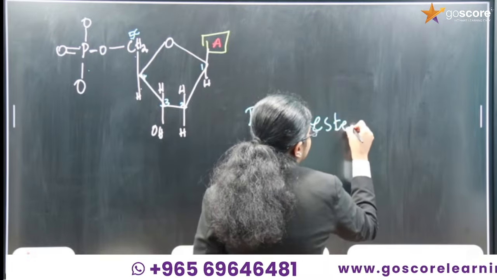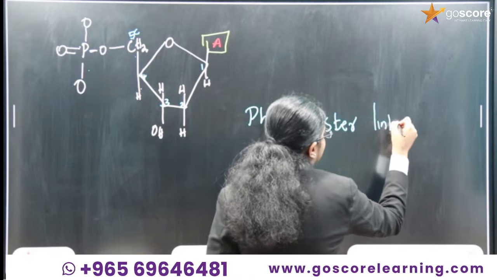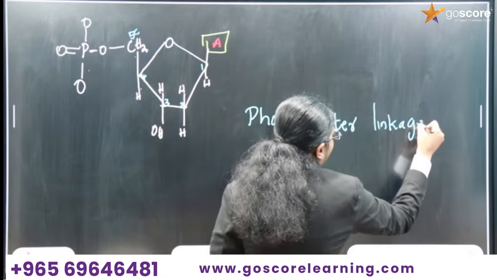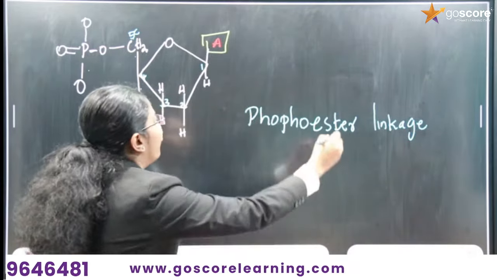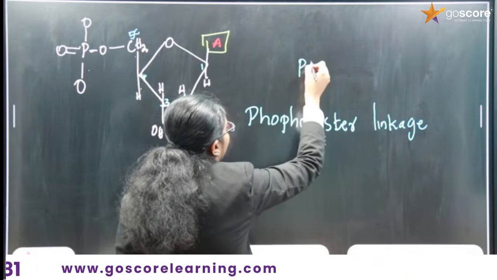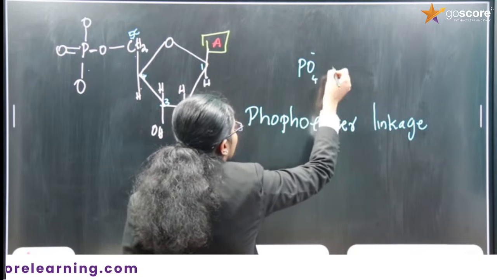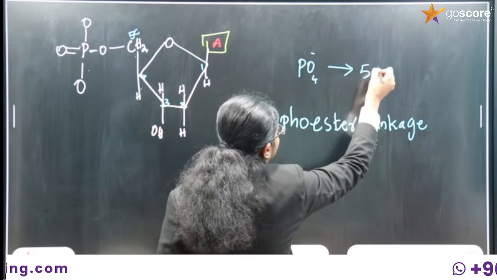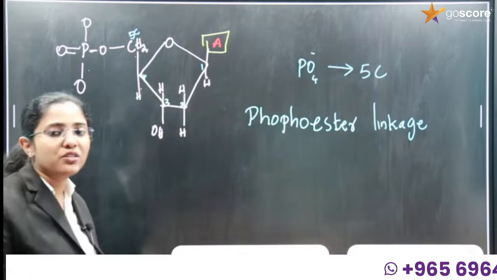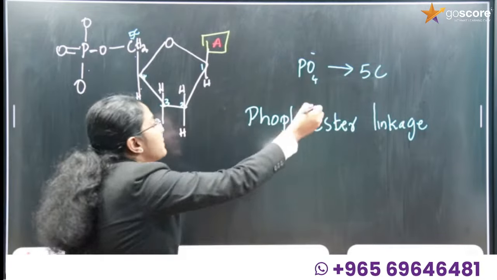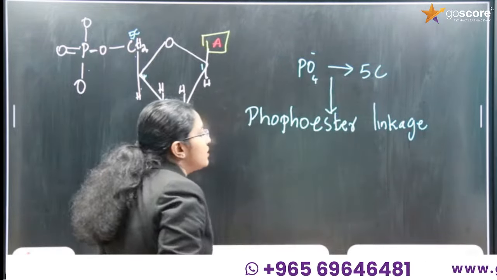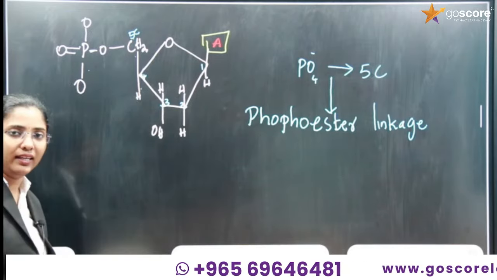Phosphoester linkage. So we can say the phosphate group is attached to the fifth carbon. Through which bond? It is through phosphoester linkage.